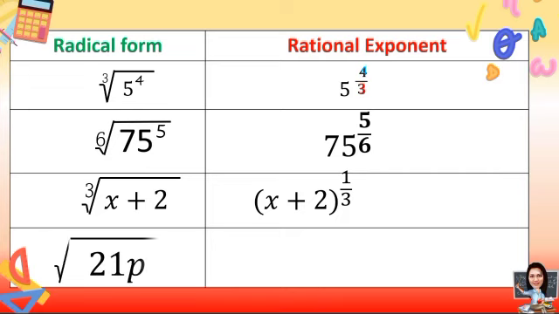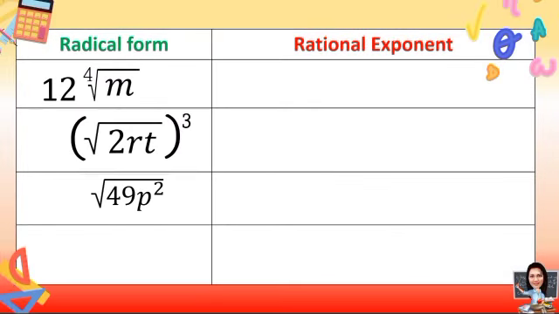And then we have square root of 21p. So again, pag wala tayong nakitang exponent, understood ito ay 1. So, i-parenthesis natin siya to denote ating exponent na 1. And then the index is 2, which becomes the denominator of the fractional exponent.